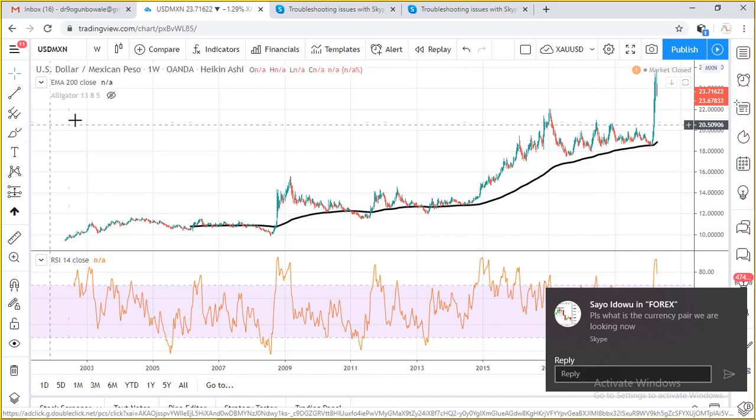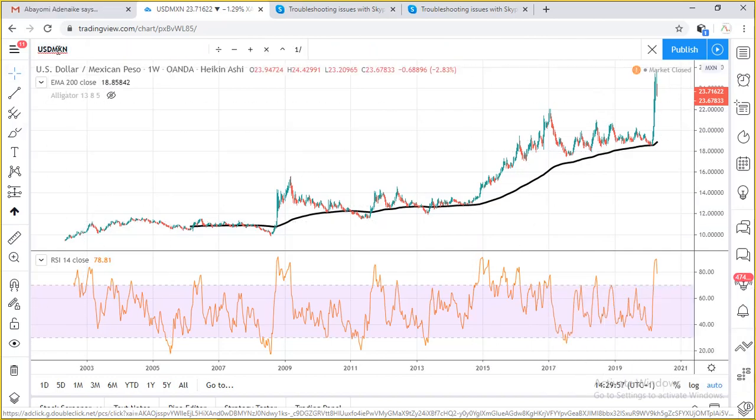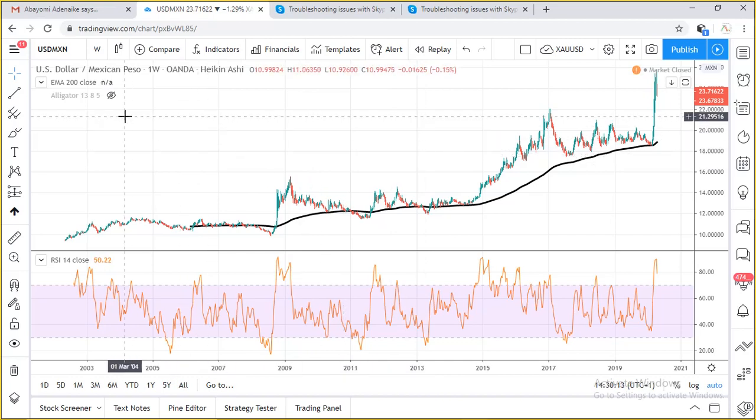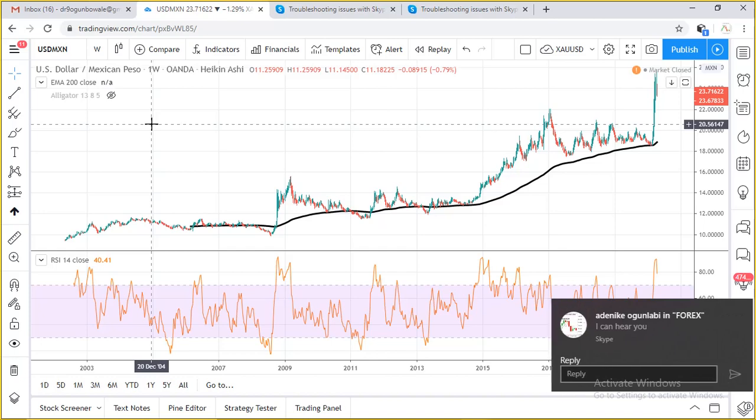The currency we are looking at is USD peso, USD and Mexican peso. I'm just using it for the purpose of analysis and training, but I will still switch back to our normal currency, for the better benefit of those who are new here.